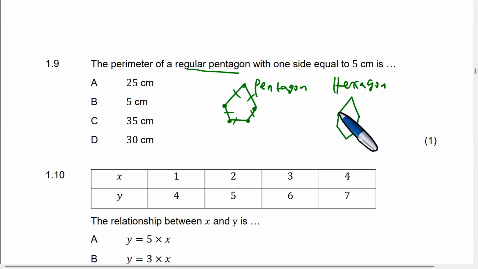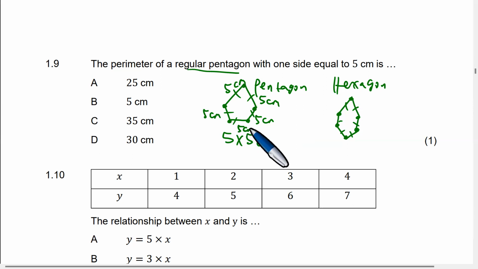So this is a hexagon. All right, if it's regular, then all the sides are what? Are equal to each other. So this one, it's a pentagon, which means you have 5 sides times 5 centimeters, 5 centimeters, 5 centimeters, 5 centimeters, 5 centimeters. So we have 5 by 5, which is 25 centimeters. So the answer is A.